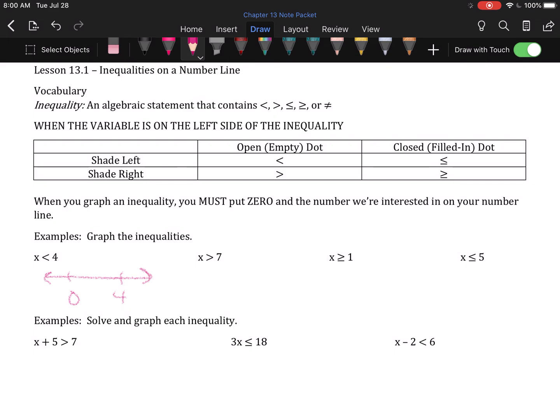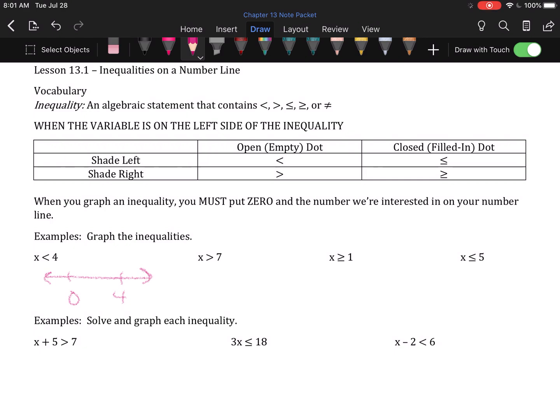I'm not going to put 1, 2, and 3 because you're going to have problems with like 7. You might have 10 or 12 or 25. And I don't want you counting and writing out 0, 1, 2, 3, 4 all the way up to like 25. That's going to take more time than is necessary here. So just put 0 and put the number we're interested in.